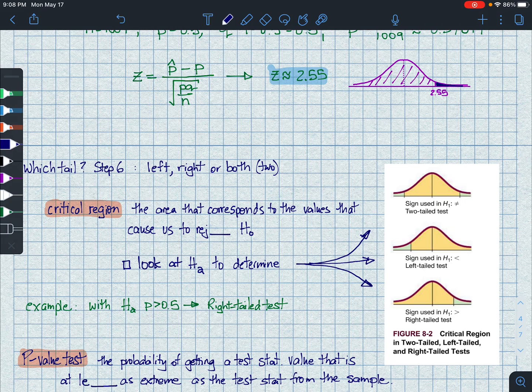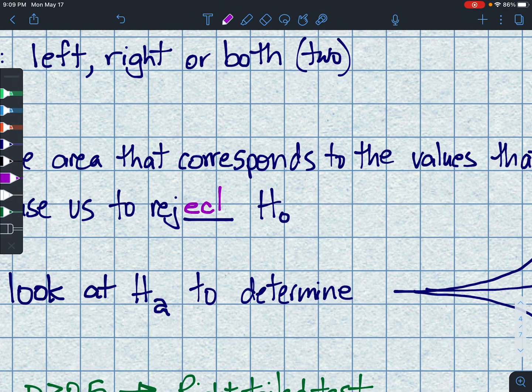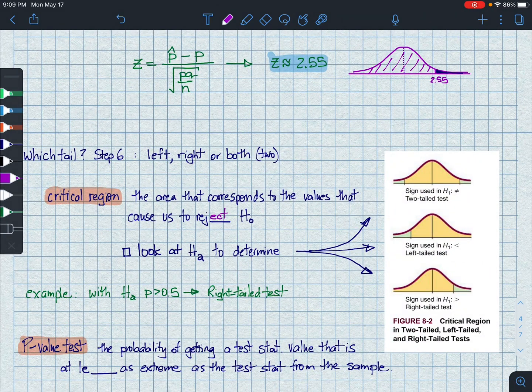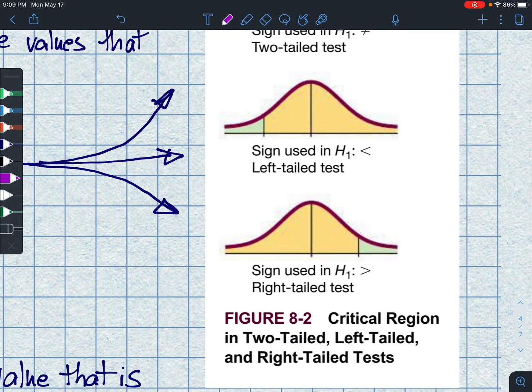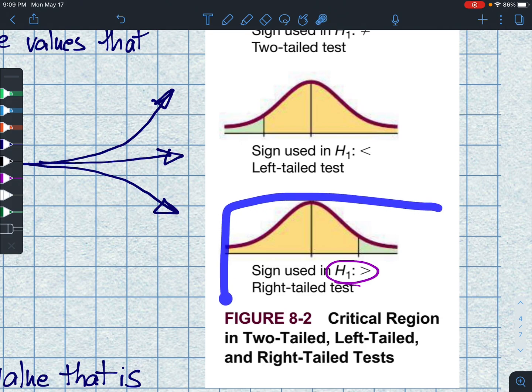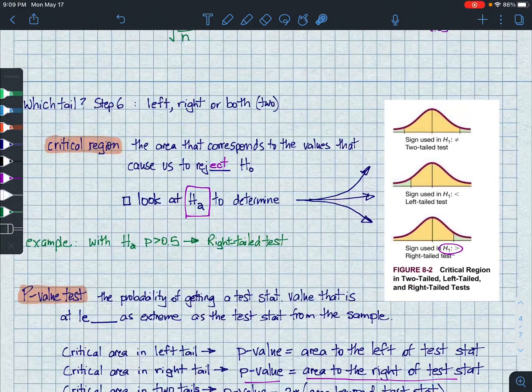Which tail do we use? Do we use the left, right, or a two-tailed? So a critical region is the area that corresponds to the value that causes us to reject the null hypothesis. So key here is look at your alternative to determine which test. In this case, our alternative said greater than. So therefore, this is the right tail test that we'll be using for our particular one.